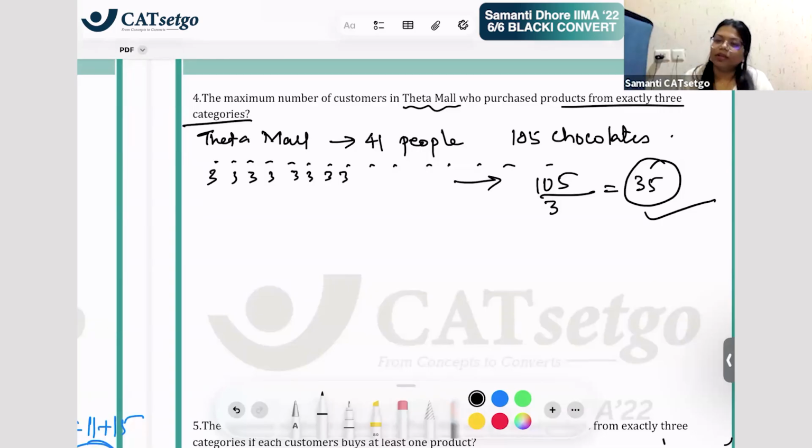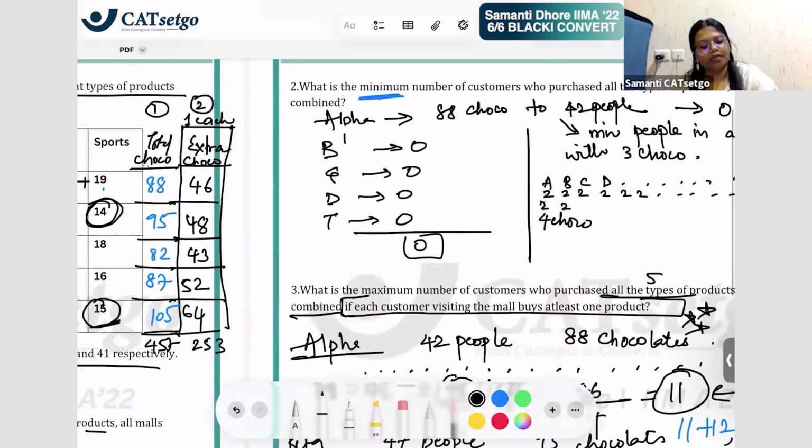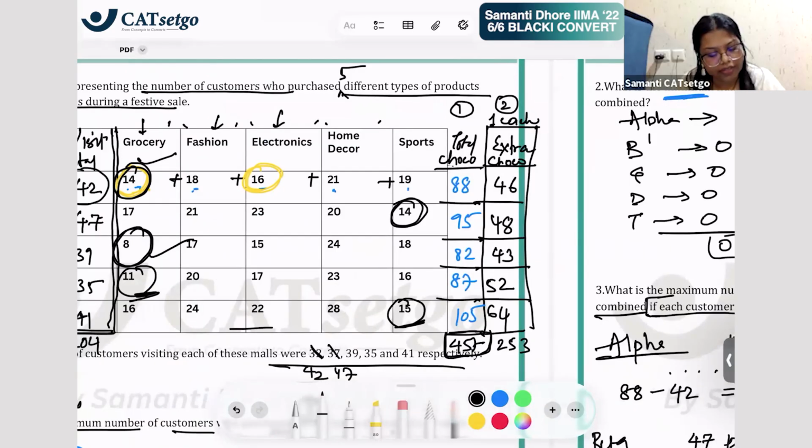Yes, very good. Similarly, can you find it for all the malls? For Theta Mall it is 105 divided by 3. Overall the total chocolates were 457. But you can't actually directly do 457 divided by 3, because that might give you a wrong answer by plus or minus 1 or 2. That is why you do each individual divided by 3: 105 divided by 3, 88 divided by 3, 95 divided by 3, 82 divided by 3, 87 divided by 3. Whatever the individual integer value comes, we keep that.